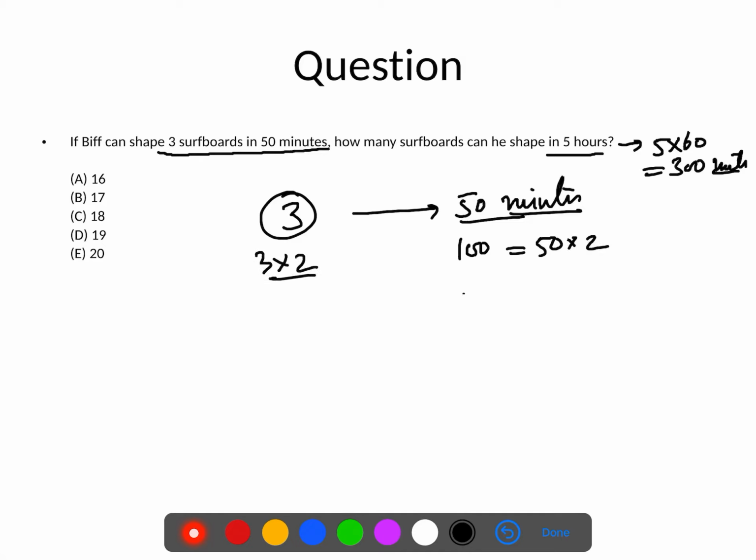Now he is working for 300 minutes. 300 is 50 into 6. So he'll do 3 into 6, 18 boards. And that's your answer.